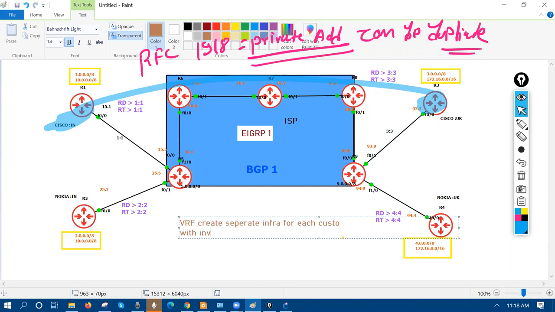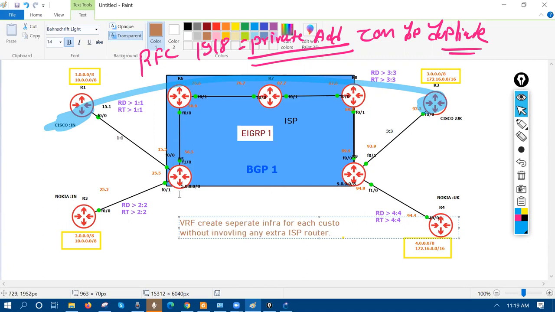Without involving any ISP route. That's the use of VRF, right? That should be without, right? Or with? Without. Okay, without.